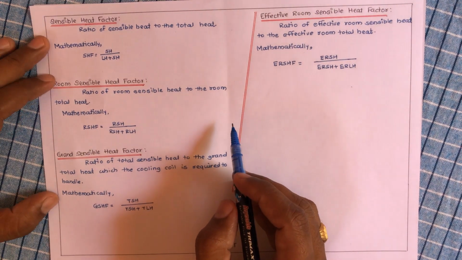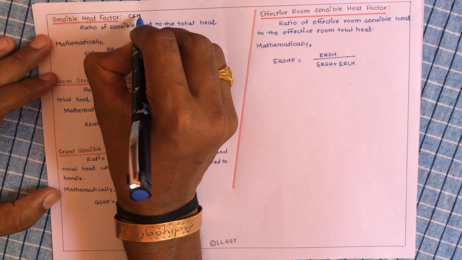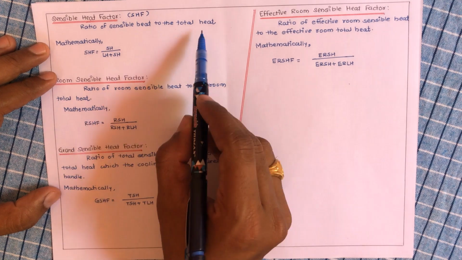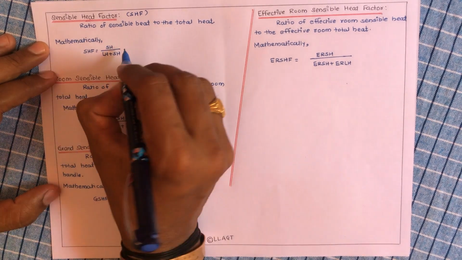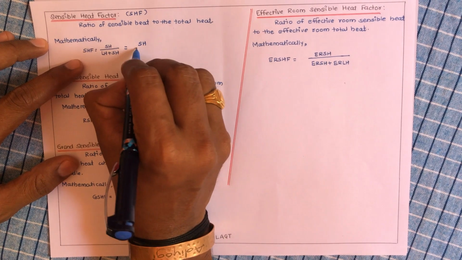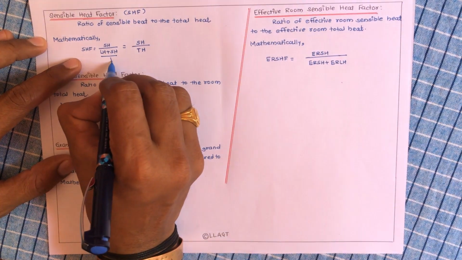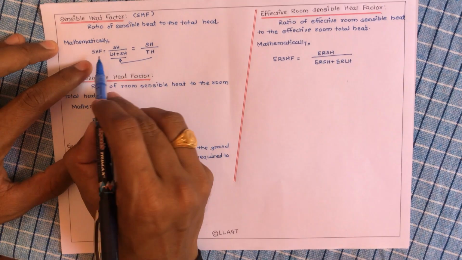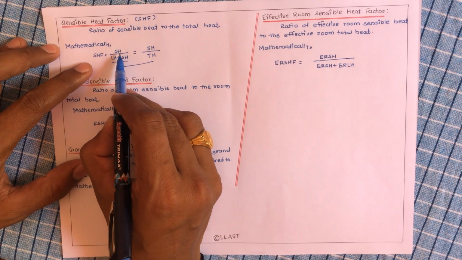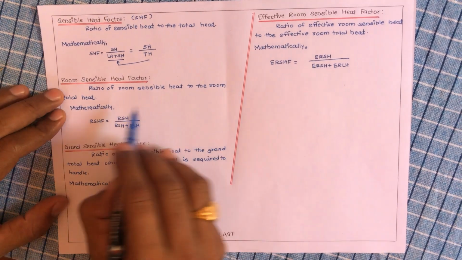Now let us start with the sensible heat factor, or we can say SHF. It is nothing but a ratio of sensible heat to the total heat. I can write here: sensible heat factor is equal to the ratio of sensible heat to the total heat, and this total heat I have written like this: sensible heat factor is equal to sensible heat over latent heat plus sensible heat.